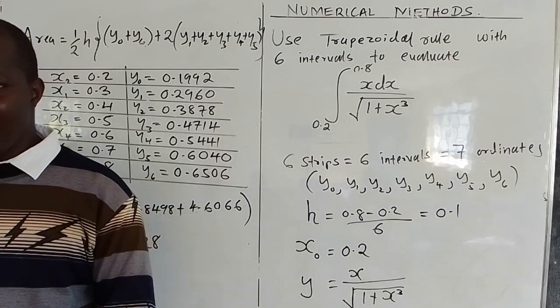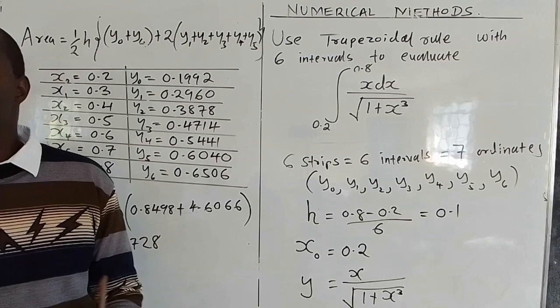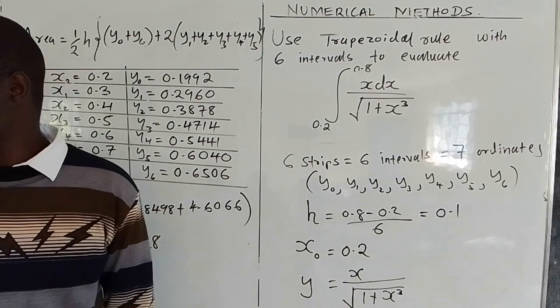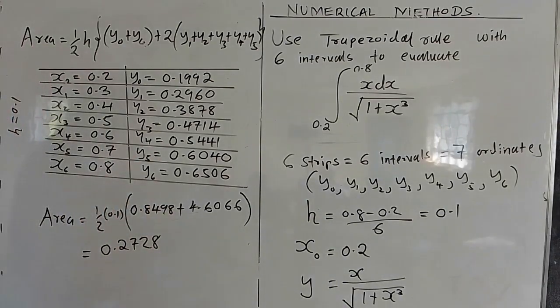Are we together? It's only through integration where you get the exact area. These are approximated, isn't it? So that is how to get the area with the trapezoidal rule.